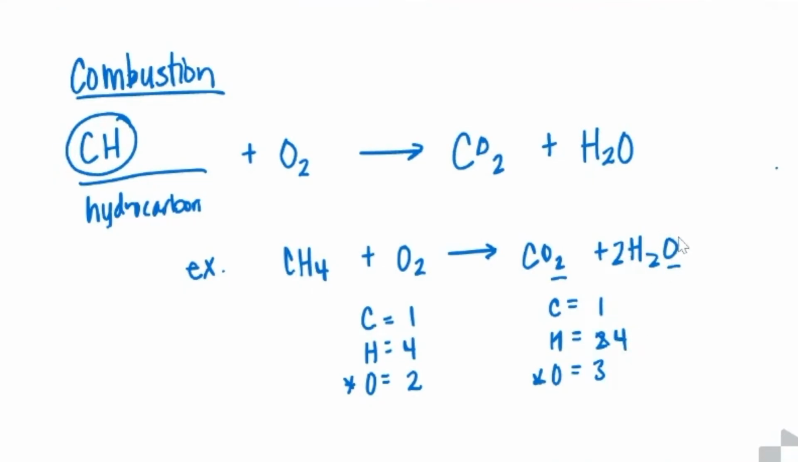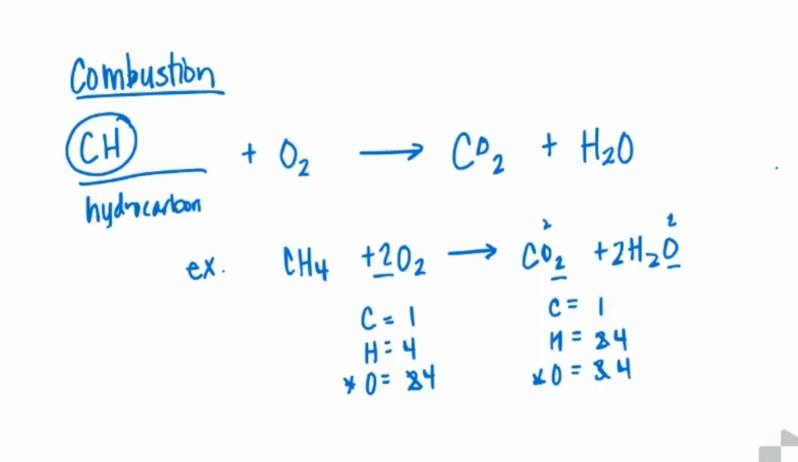But remember that 2 multiplies all the way through. So I'm going to have 2 oxygens here in addition to the 2 that are there for a total of 4. Now that I've made my C's and my H's balance, now I'm going to tackle the oxygens. In order to make my oxygens match, I am going to put a 2 here, giving me the 4 that I need. That is now a balanced combustion reaction.